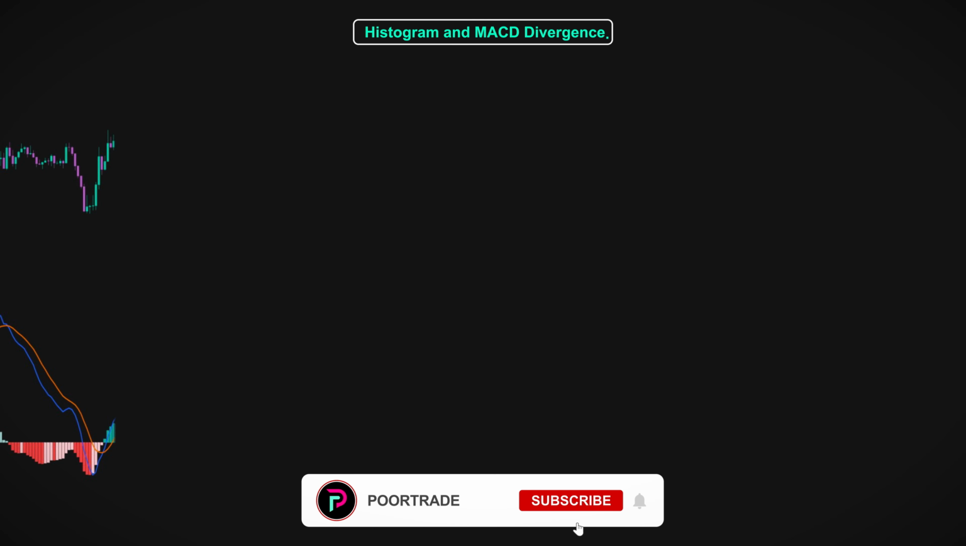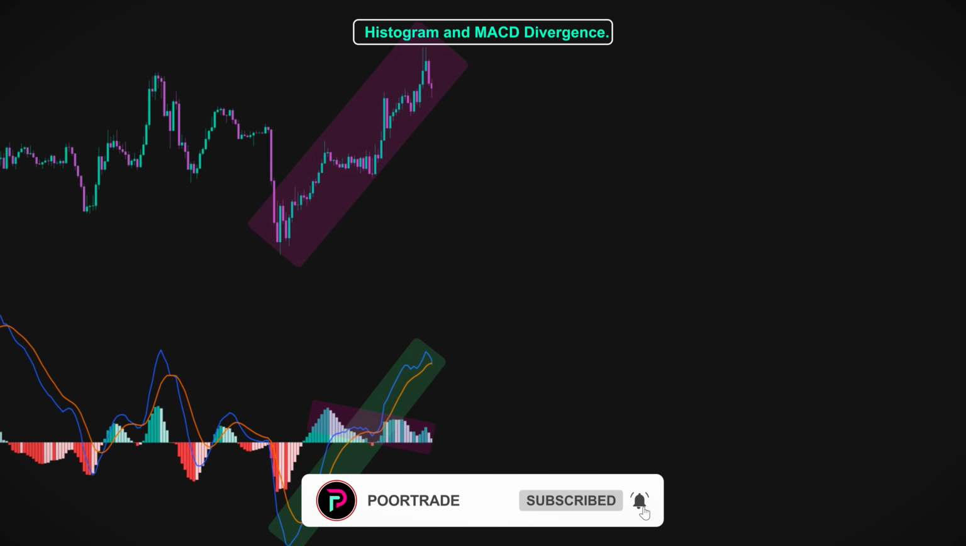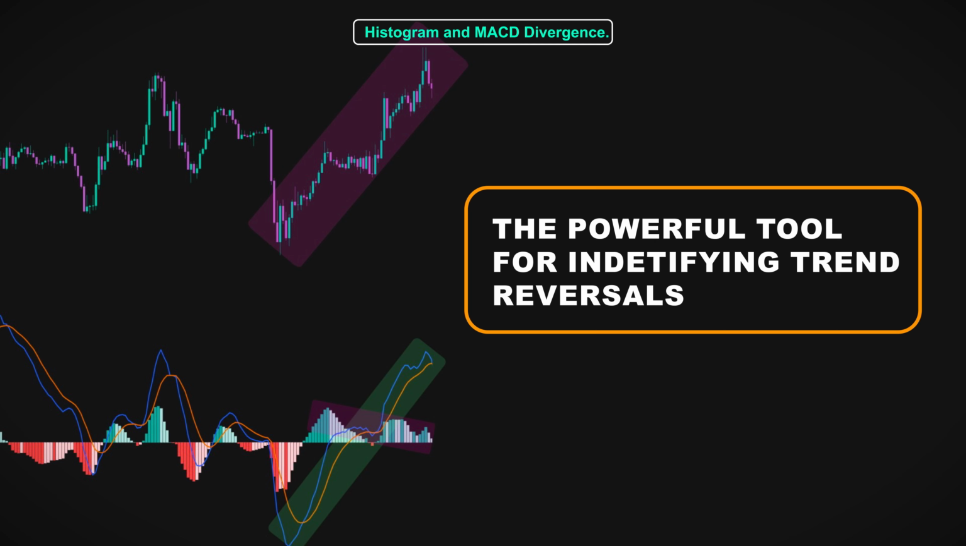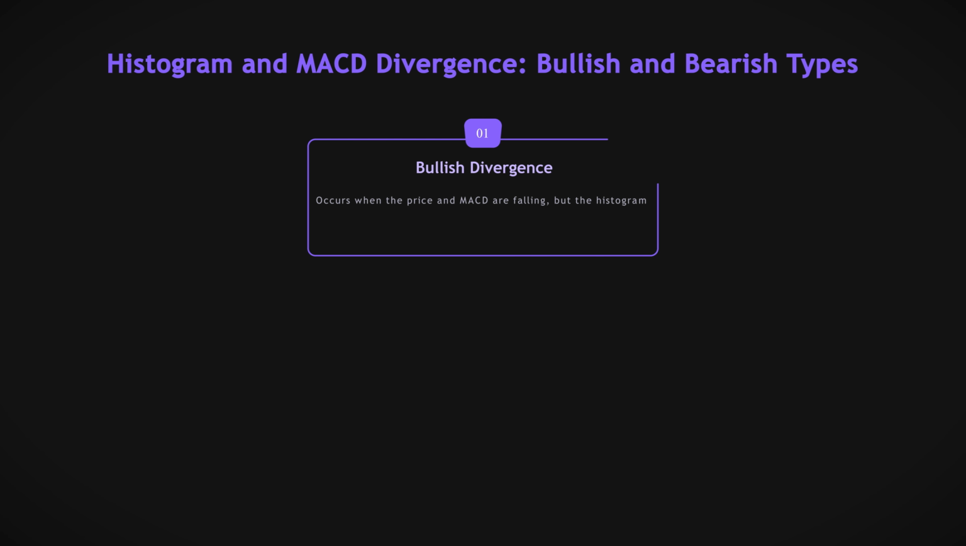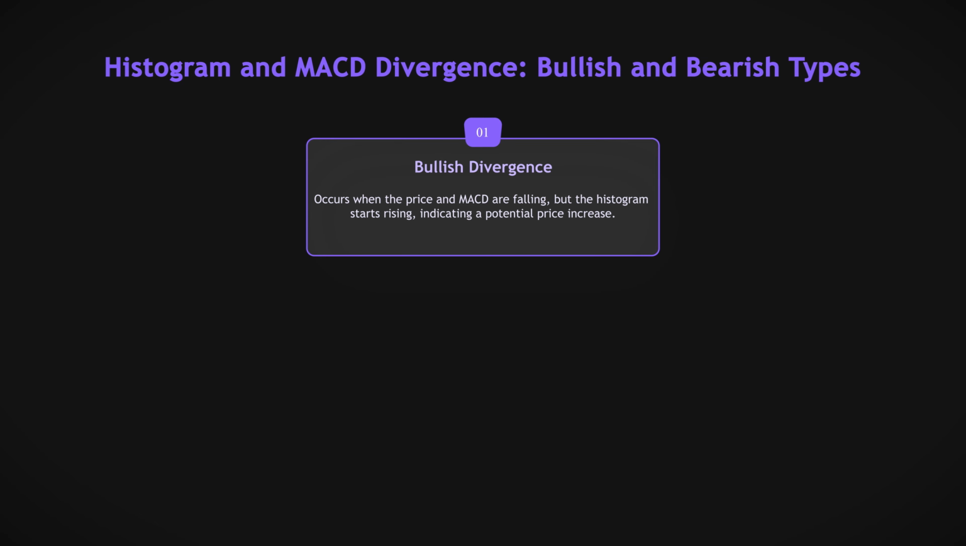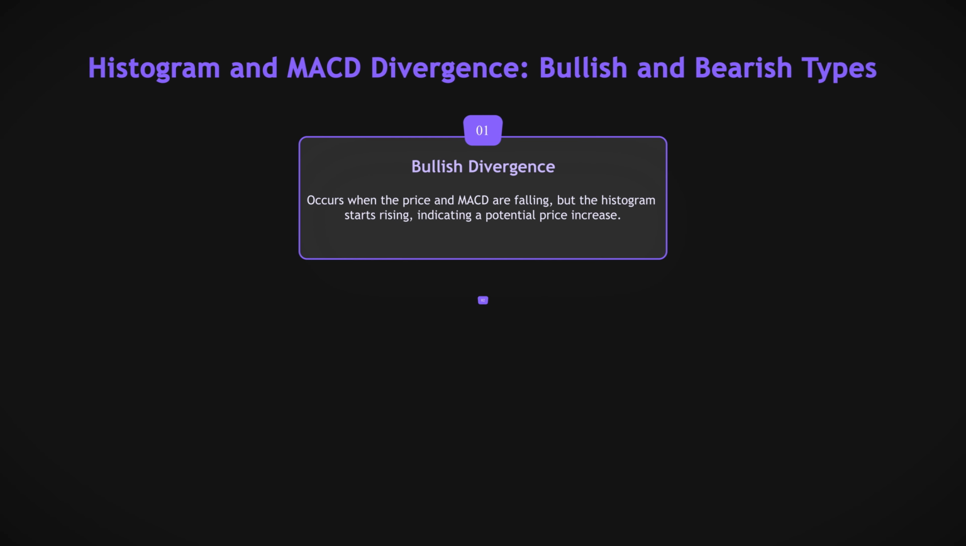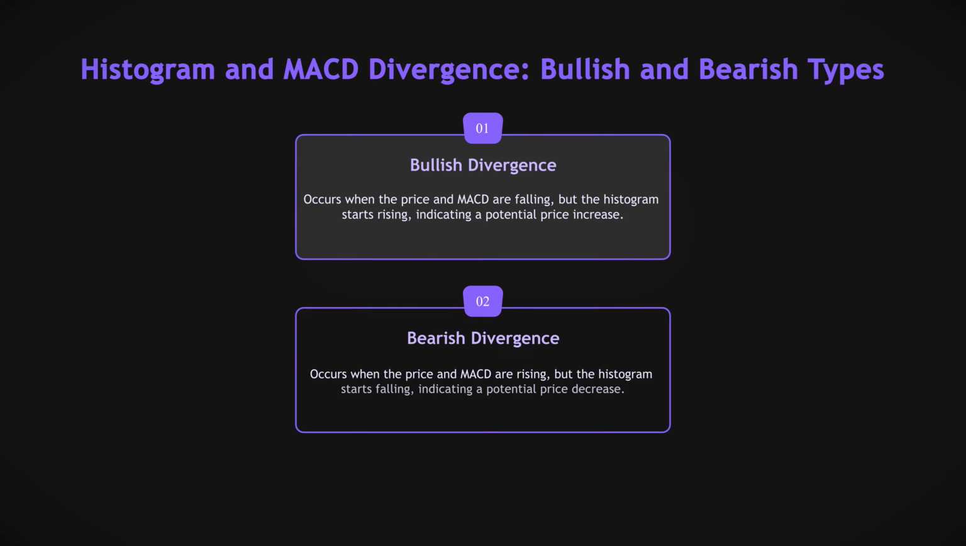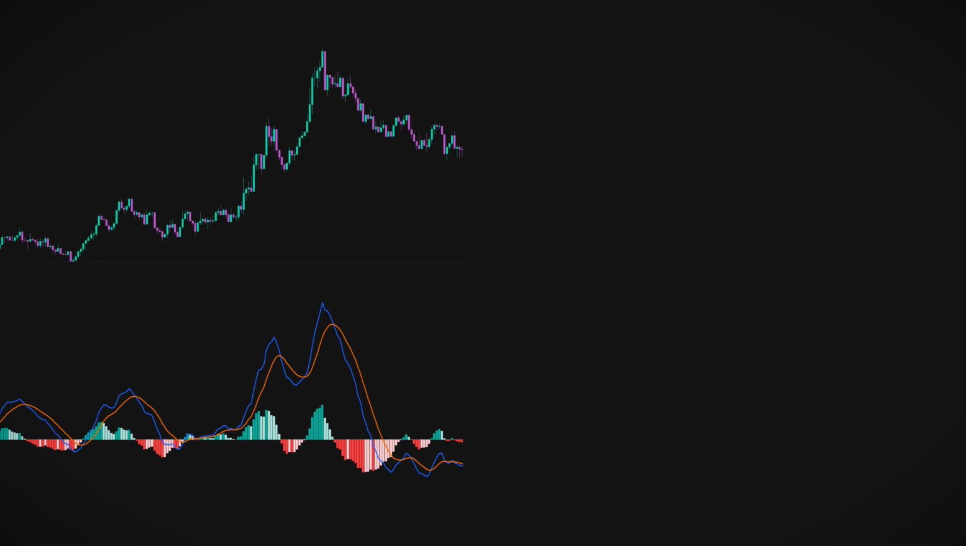The fourth method is histogram and MACD divergence, a powerful tool for identifying potential trend reversals in the market. Divergence can be categorized into 2 main types: bullish divergence, also called positive divergence, and bearish divergence, also called negative divergence. First, let's discuss bullish divergence.